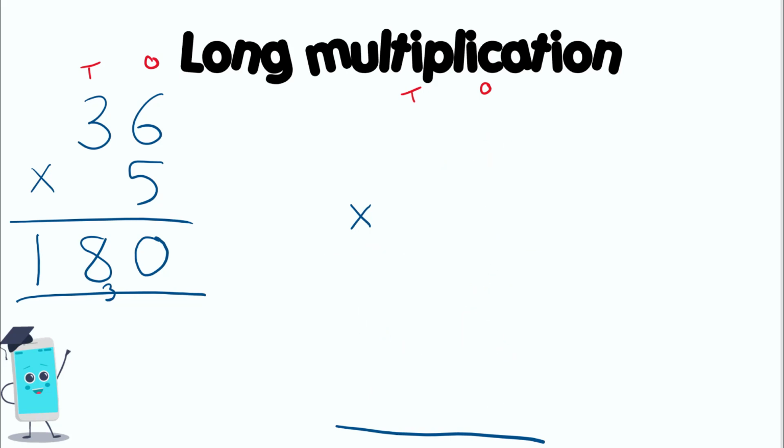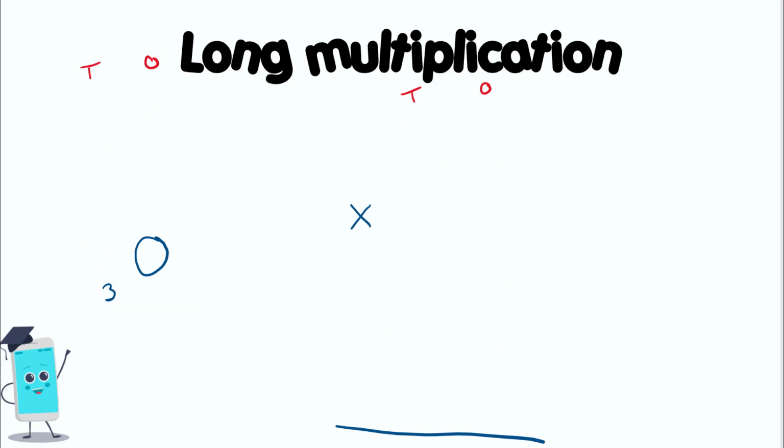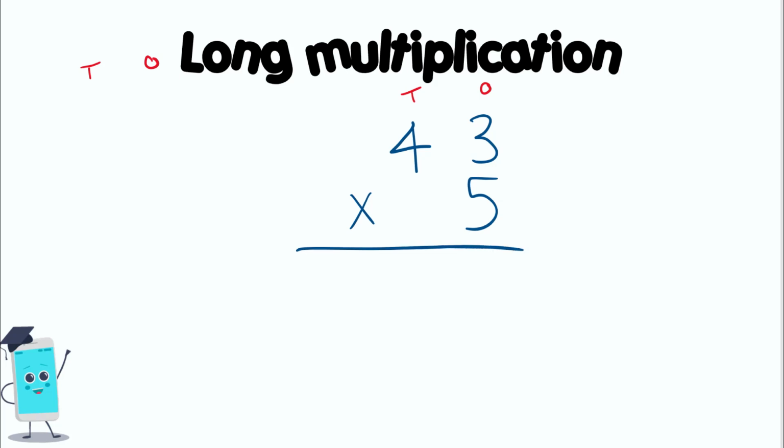Let's try another question, and we'll do both methods again. So I'm going to start with my expanded method. I'm going to do 43 multiplied by 5. If you're not super confident with your times tables, but you want to start learning this method, then I recommend using this digit here. Should be a times table that you are confident with.